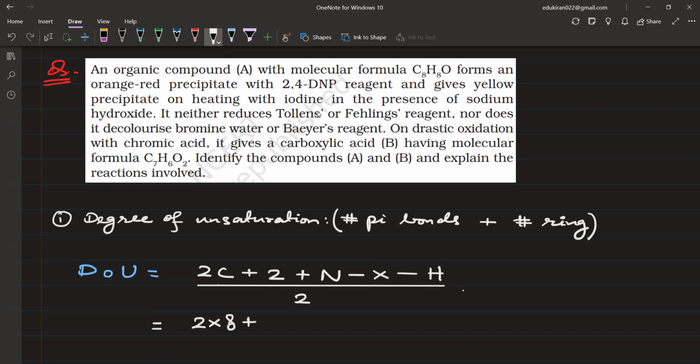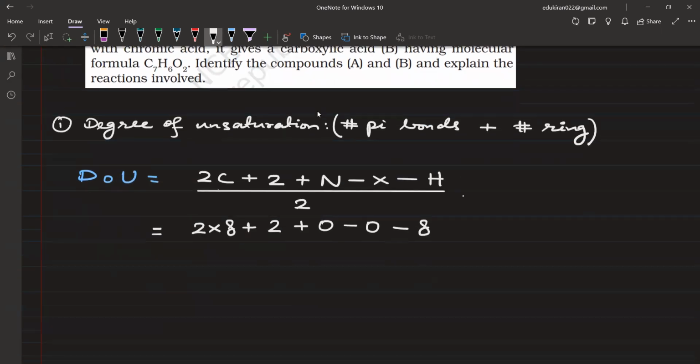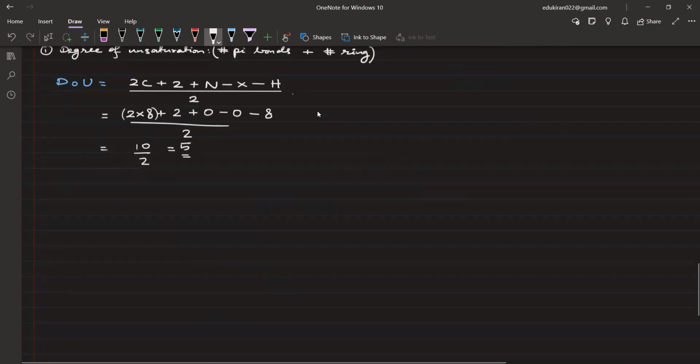Carbon is 8, right, plus 2 plus nitrogen how much? 0. Plus halogen how much? 0. Minus how many hydrogens? 8. 8 hydrogens. Okay, this whole thing divided by 2. 8 twos are 16 and 16 plus 2 is going to be 18 by 2, which is equal to 9. Okay, that means if I add the number of pi bonds and the rings, it is going to be 5. Now see, slowly how the structure will be unfolding itself.